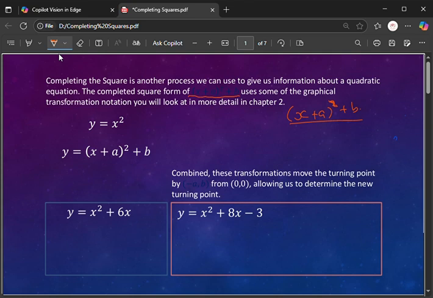So let's focus on completing squares. Our learning objective is that by the end of this lesson you should be able to use completing squares to solve different quadratics. That is the main learning objective today.